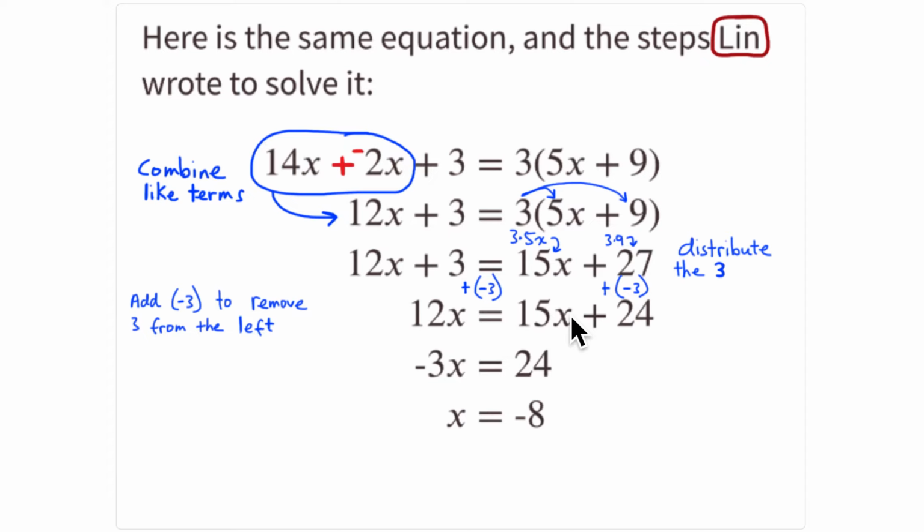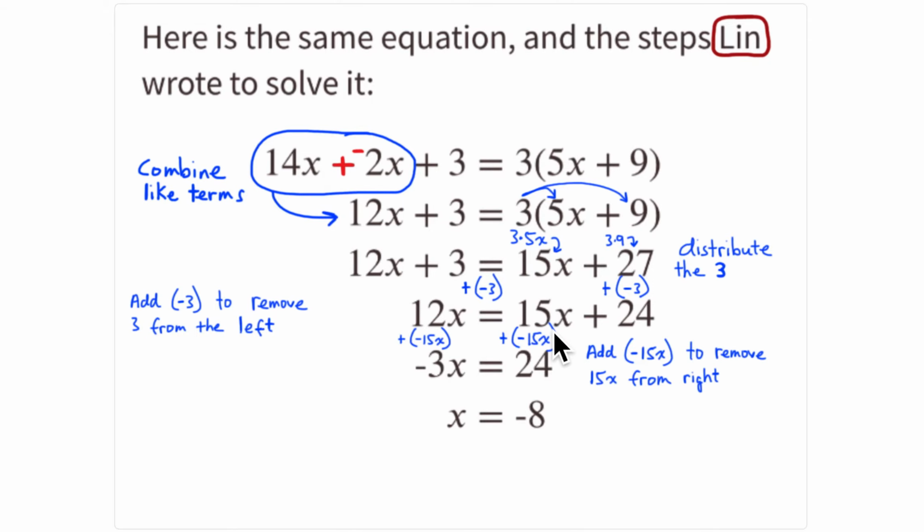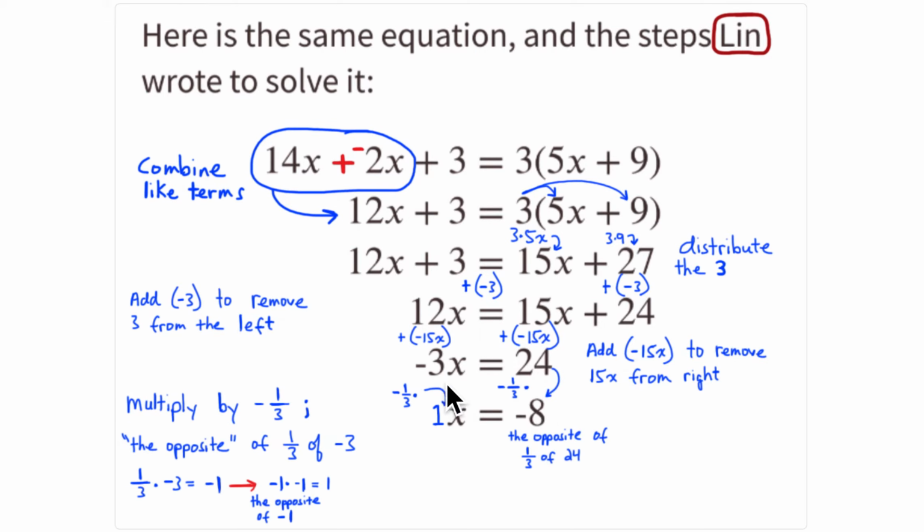Lynn says, all right, I'm going to get rid of the numbers on one side by adding -3, to remove the 3 from the left side, and I'm going to get rid of the 15x on the right side by adding a -15x, and so the left side becomes a -3x. What she's doing is getting all the x's to one side and all of the numbers to the other side, and when she does that, she ends up with -3x equals 24.